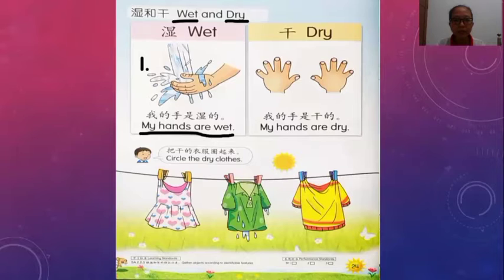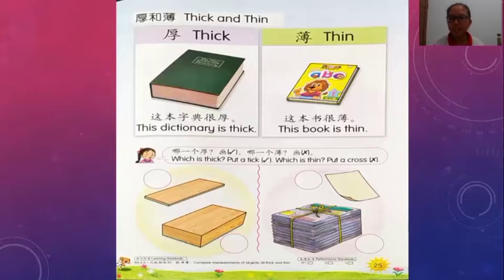Okay, then here picture number 2, dry, kering. My hands are dry. So over there don't have a water. Okay, tidak ada air, berarti tangan kita itu kering. Alright. Now, down here we can compare between dry or wet. Okay, students, page 25, it's about thick and thin.